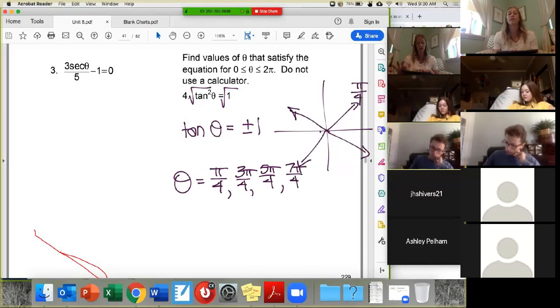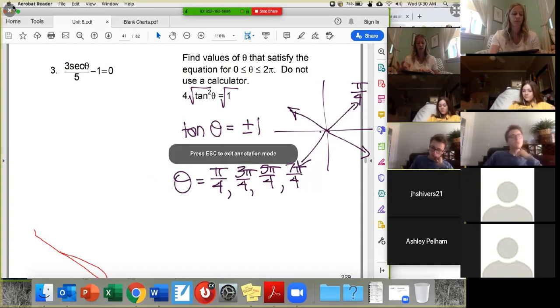This may be, for some of us, the place that we come back and finally decide to memorize the radians around the unit circle. This may be the place that it comes into play because it makes life a whole lot easier, honestly. Okay.